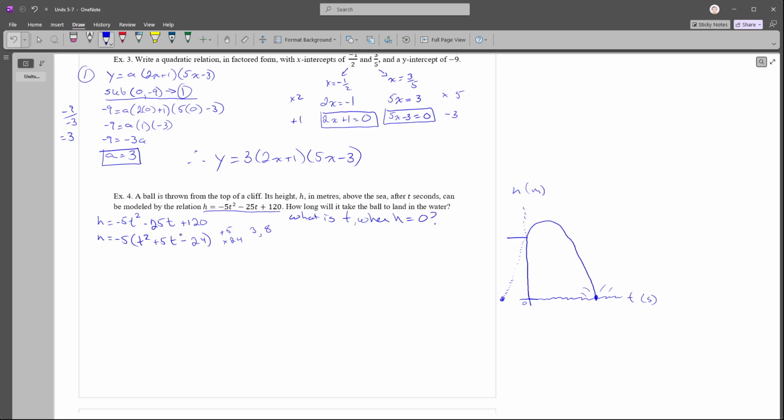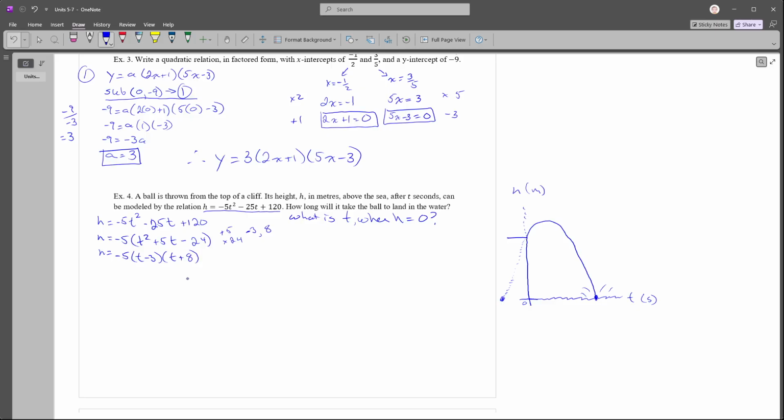This minus sign tells me that they are not the same sign, though. This plus sign tells me the bigger of the two numbers is positive. So that means that the 3 is a negative. So we write our next line. H is equal to negative 5, and we have t minus 3 times t plus 8. Okay, so we've got to the point where we have our factored form.